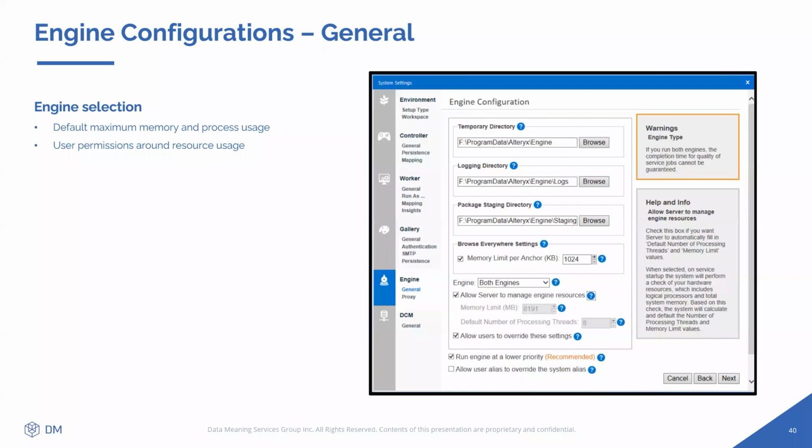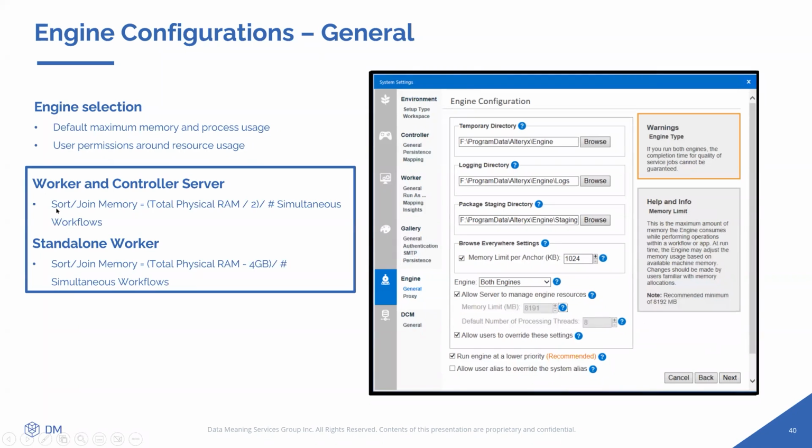If unchecked, the rule of thumb to set these numbers is: the memory limit, which is the same as sort and join memory. So the memory limit is also known as sort join memory. If the worker and the controller are in the same server, like the ones we have here in the single node environment, then it is half of the total RAM divided by 2. And then we divide it by the simultaneous workflows that we have chosen previously too.